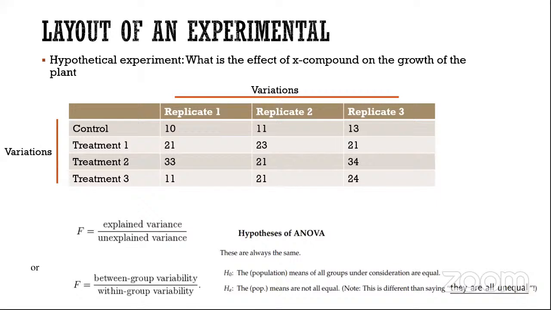Here in this experiment, we can state two types of hypothesis. Null hypothesis, which means that all treatments are giving the same result. There is no difference between the treatments. Alternate hypothesis says that no, there is a difference between the treatment and the control. So there are two statements, null hypothesis and alternate hypothesis.